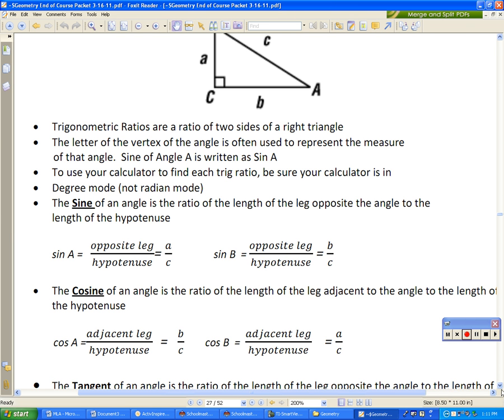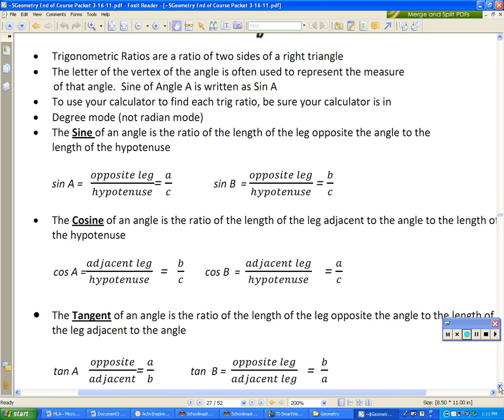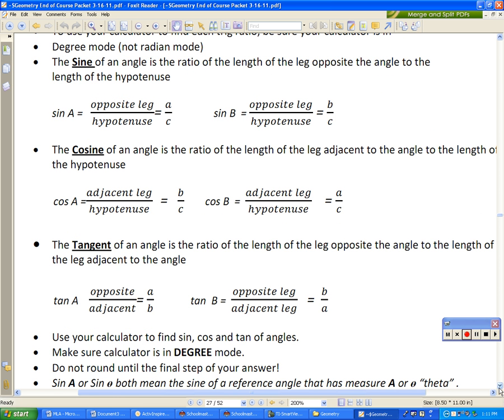Sine of an angle is opposite over hypotenuse. Cosine of an angle is adjacent over hypotenuse. And tangent of an angle is opposite over adjacent.